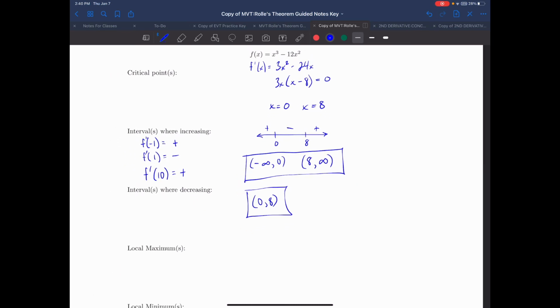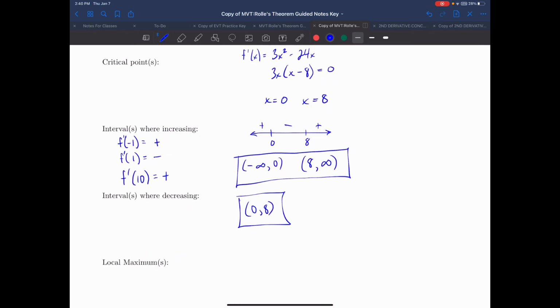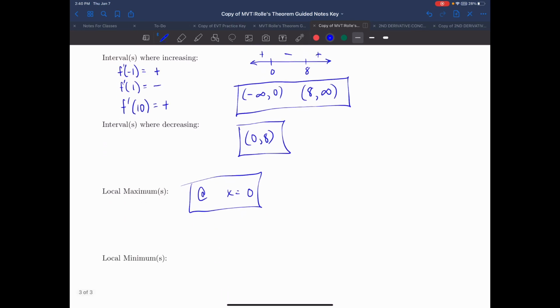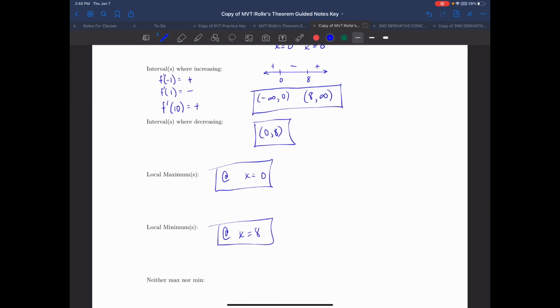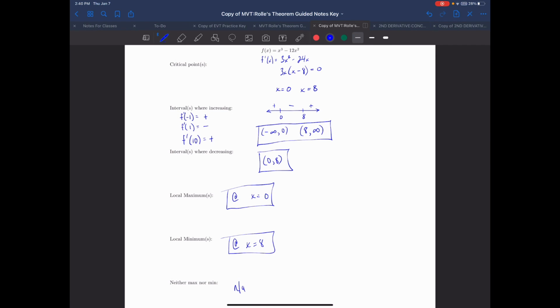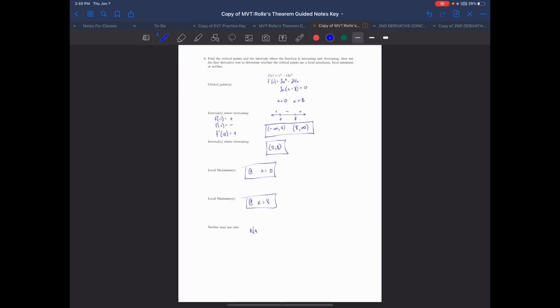So local maximums and minimums. It's going to be a maximum if it's a positive slope then a negative slope. So on the sign chart, that happens at x equals 0. And then you can see that at 8, you have a slope change from negative to positive. So that is a local minimum. And there's a question down there that says neither max nor min. This doesn't apply because both of the critical points were one or the other. So that's one full application of the first derivative test.